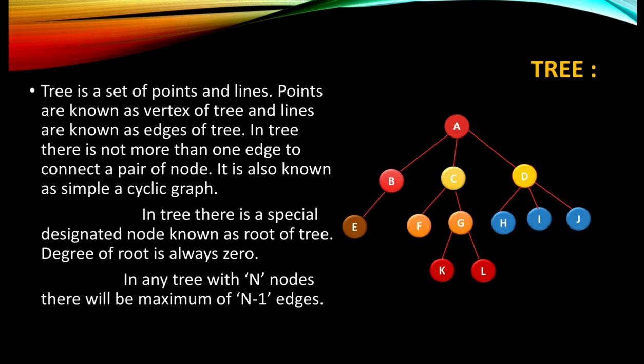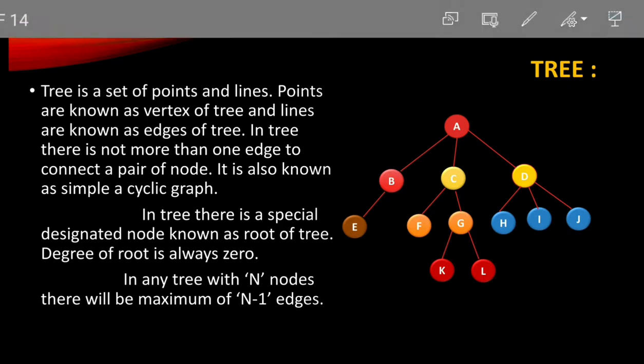And if you count the number of edges, then between A and B we have one edge, then A and C 2, A and D 3, B E 4, C F 5, C G 6, D H 7, H I 8, D J 9, G K 10, and G L 11. Now see, we have 11 edges for 12 nodes.